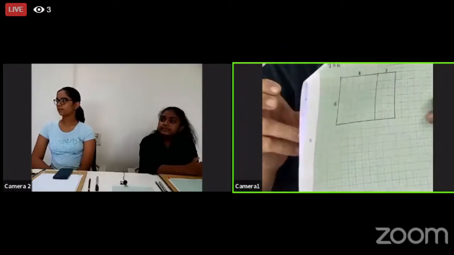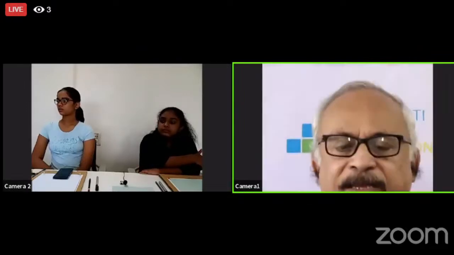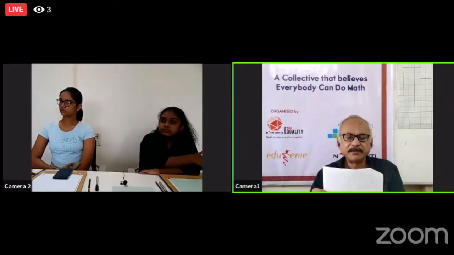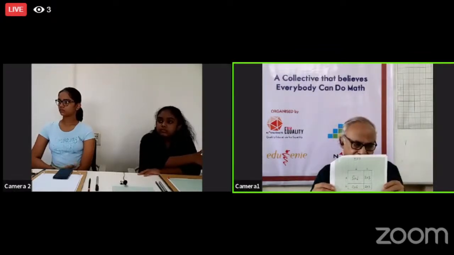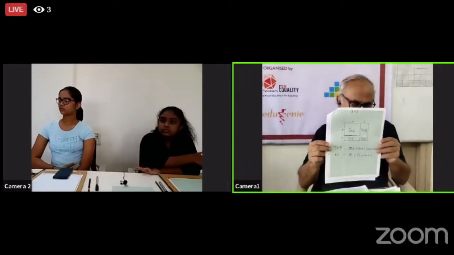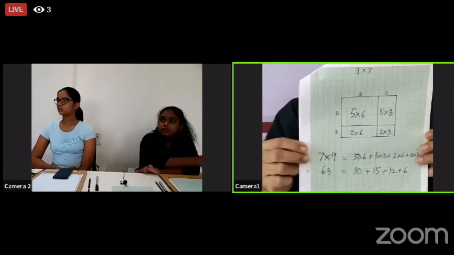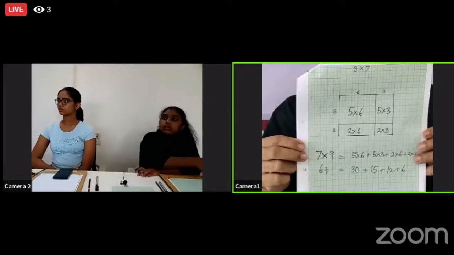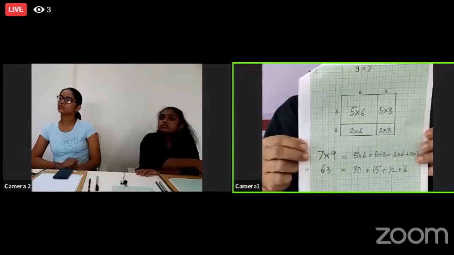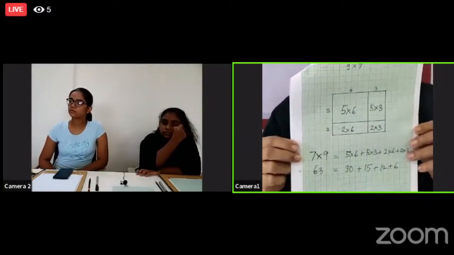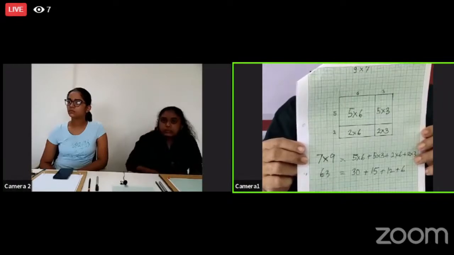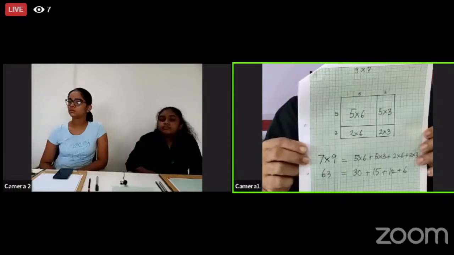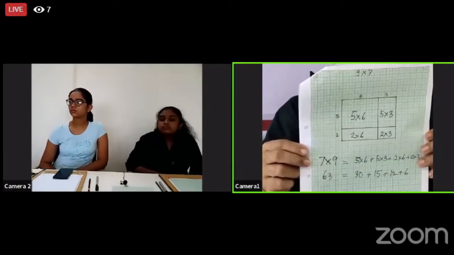And then finally, we did 9 multiplied by 7 or 7 multiplied by 9, 7 times 9. And this is the rectangle that we made, if you recall. Take a look at it. So 9 shown at the top is 6 plus 3 and 7 is 5 plus 2. So I break up 9 into 2 parts and I break up 7 into 2 parts. And I get 7 into 9, which is a big rectangle. That is the sum of 4 rectangles.